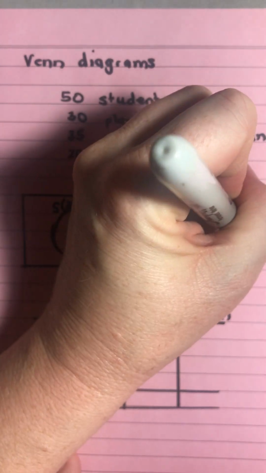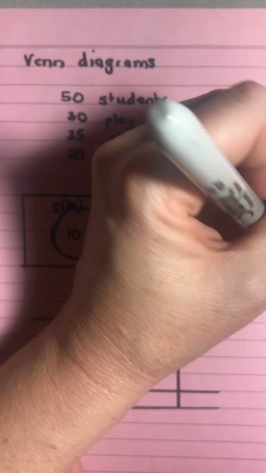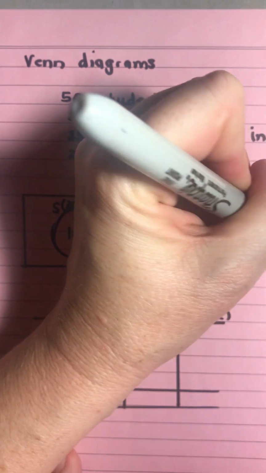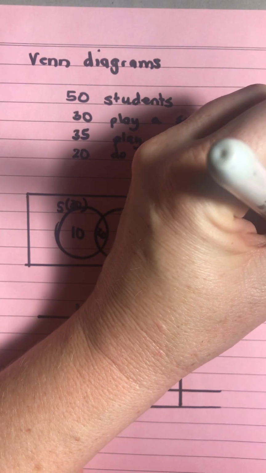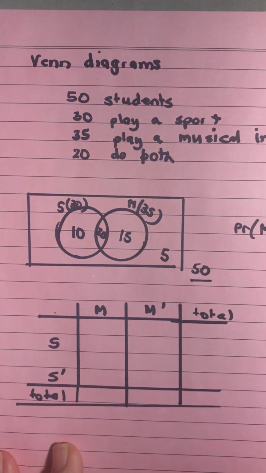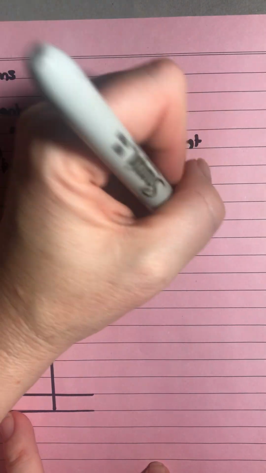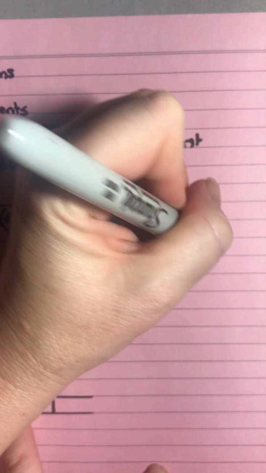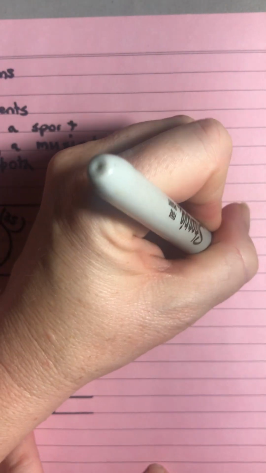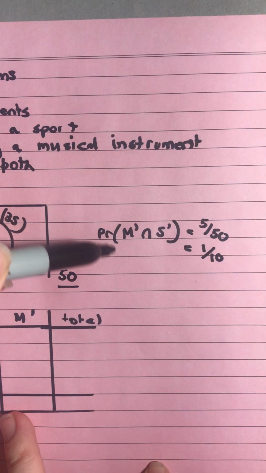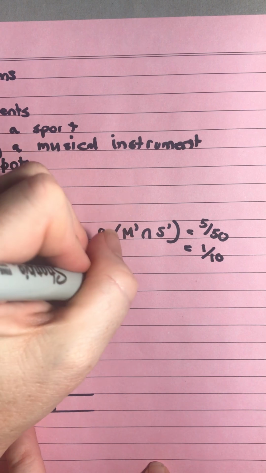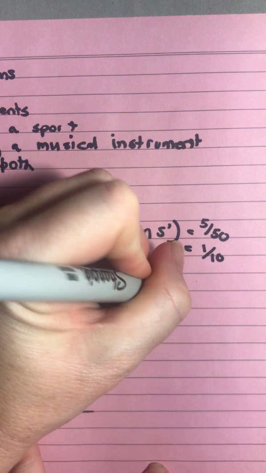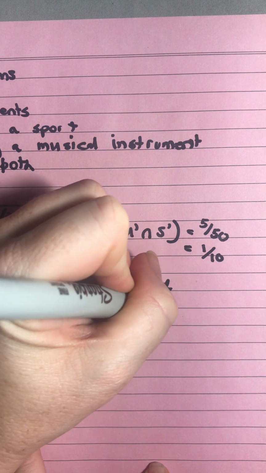So if we were asking for the probability of someone not playing a musical instrument and not playing a sport, then that would equal our 5 over 50, which is going to be 1 over 10. So you can see this little notation here. So we've got this means and. If we used this one, that means or.